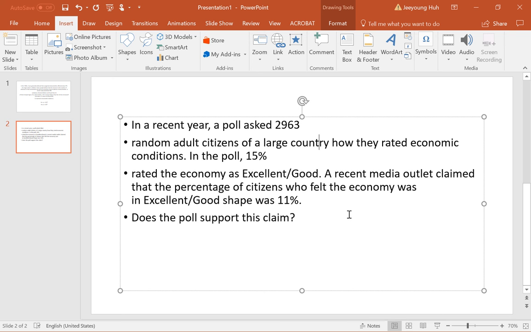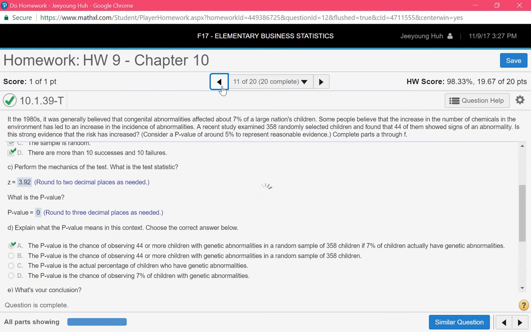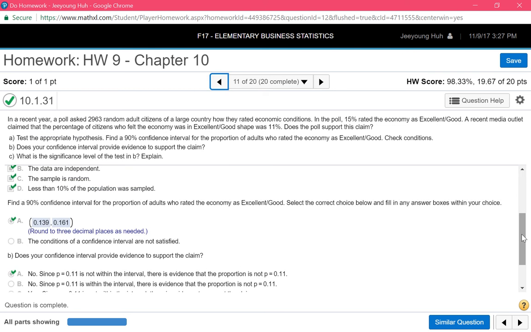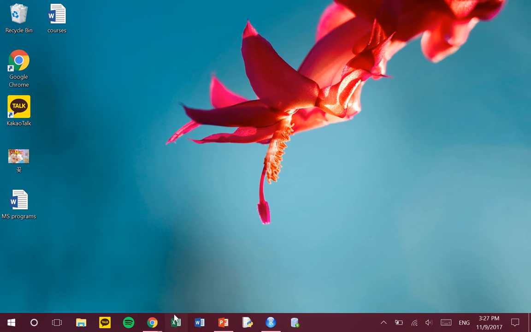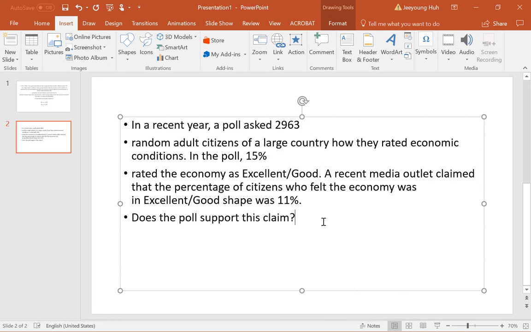All right, so in a recent year, a poll asked 2,963 random adult citizens, and in the poll, 15% rated that the economy was excellent/good. A recent media claim said that the percentage of citizens who felt that the economy was in good, excellent shape was 11%. So does the poll support this claim? First we need to see what our null and alternative hypotheses are.